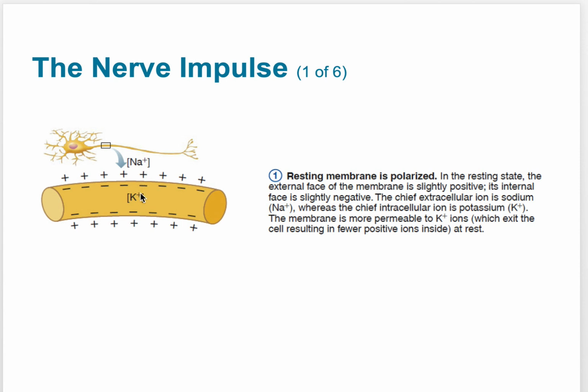The chief extracellular ion is sodium, whereas the chief intracellular ion is potassium. Extracellular means just outside the cell, intracellular means inside the cell. The membrane is more permeable to potassium ions, which exit the resting cell, leaving fewer positive ions inside at rest. What I'm saying is it's more permeable because there are more leak channels for potassium in the membrane than there are for sodium, so it can leak out faster.